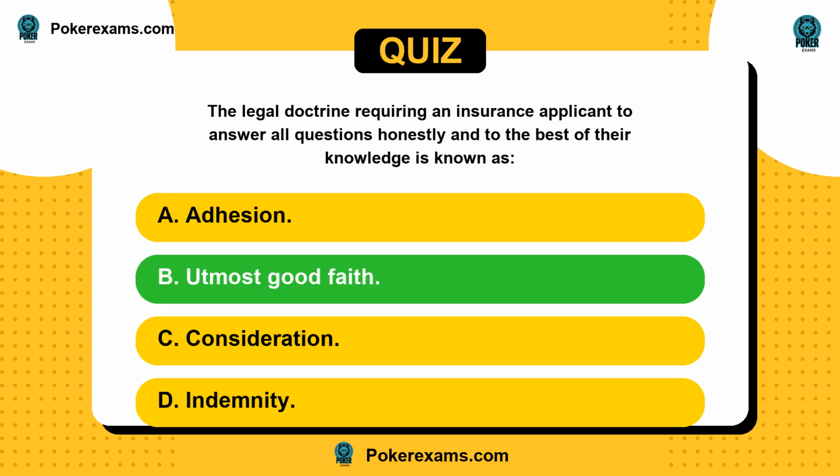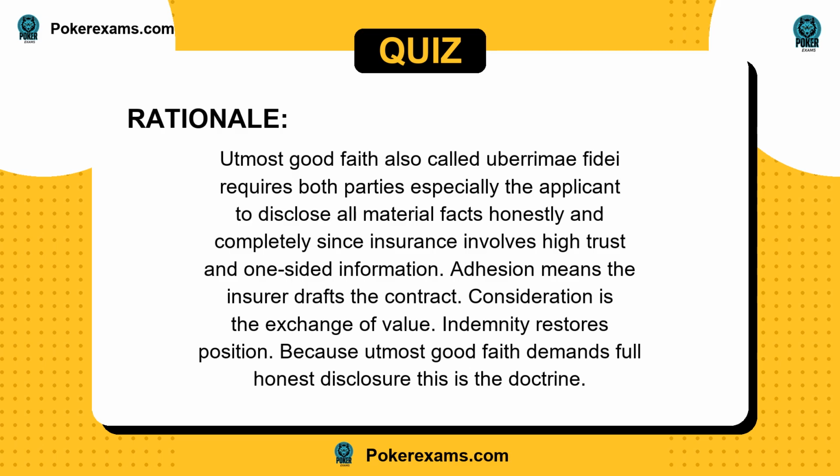The answer is B. Utmost good faith, also called uberrimae fidei, requires both parties, especially the applicant, to disclose all material facts honestly and completely, since insurance involves high trust and one-sided information. Adhesion means the insurer drafts the contract. Consideration is the exchange of value. Indemnity restores position. Because utmost good faith demands full, honest disclosure, this is the doctrine.